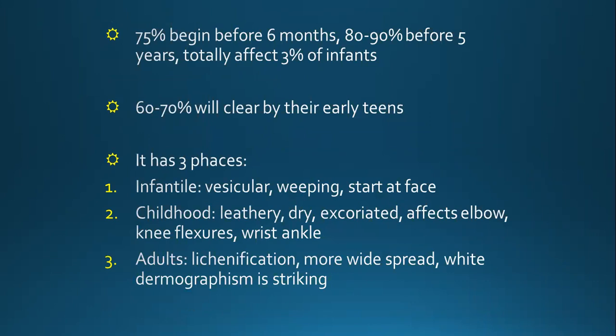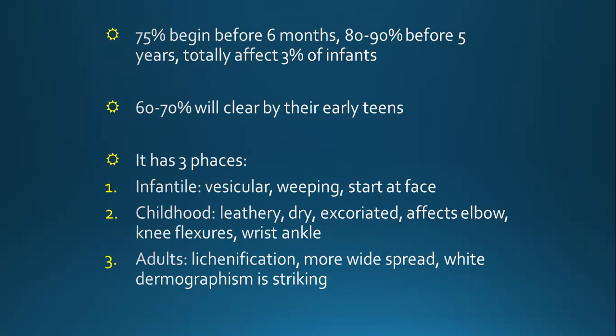75% of eczemas, atopic dermatitis, begin before 6 months of age, and then some after 5 years, and gradually this percentage decreases. And 60 to 70% of patients clear by the early teens, unless exposed professionally or occupationally to similar allergens. Atopic dermatitis has 3 phases: the infantile, childhood, and the adult phase.